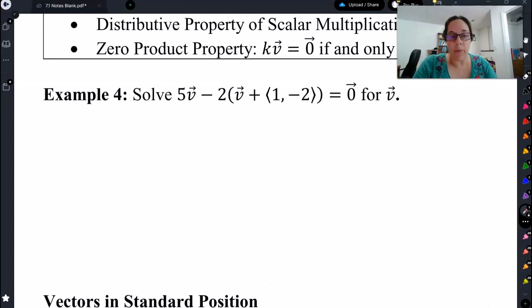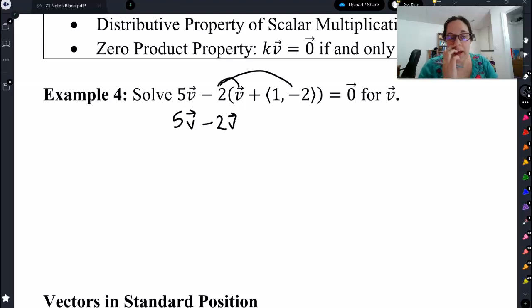Let's do a quick problem where we practice what we learned about scalar multiplication, addition, and subtraction. So let's start with this problem. I am trying to solve this problem for vector v. First thing I'm going to do is distribute this -2.